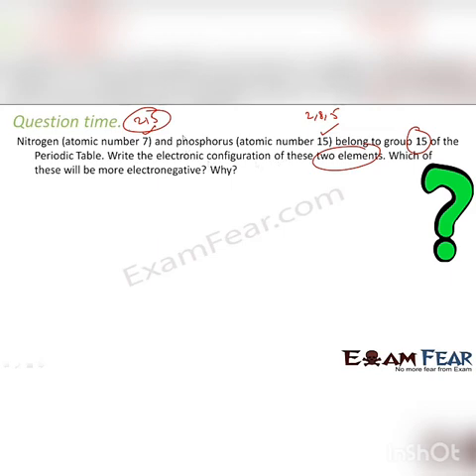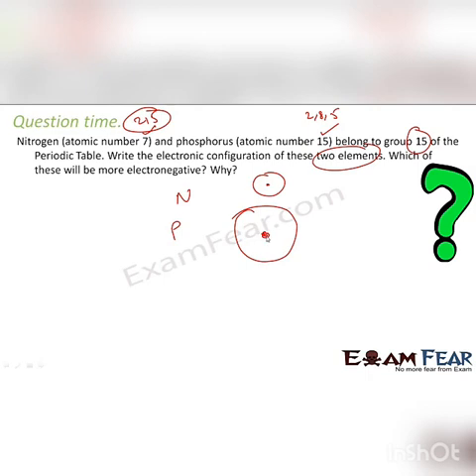Now if you see, phosphorus has got an extra shell. If we compare nitrogen and phosphorus, phosphorus is bigger and has an extra shell, right? Nitrogen is smaller and has only 2 shells. Correct?